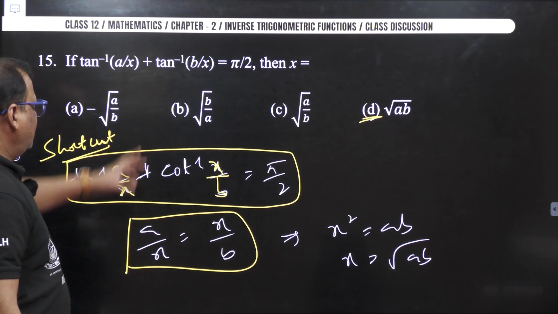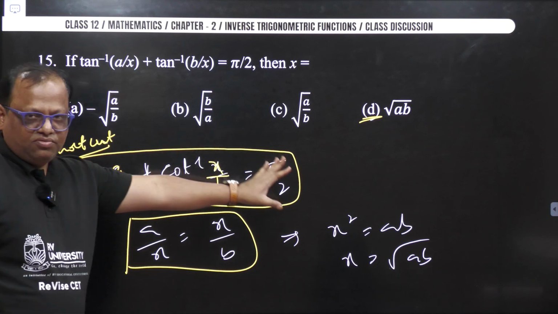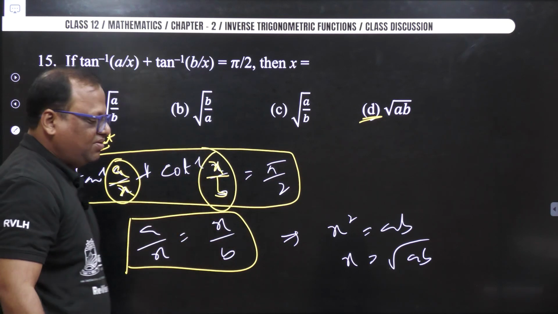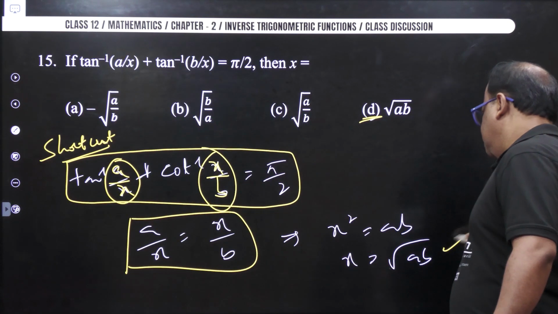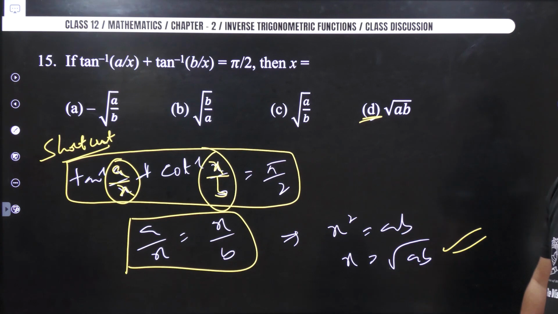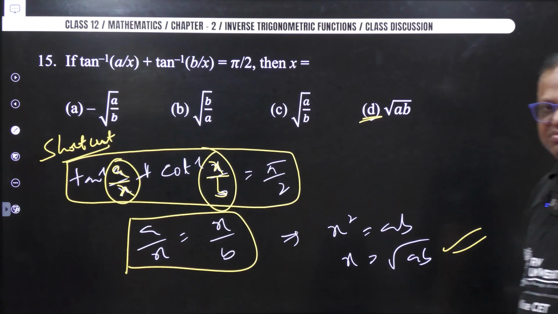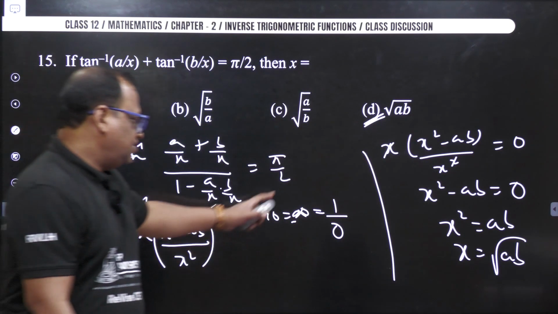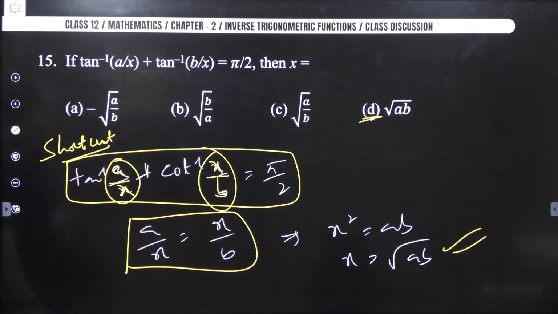Okay, understand. So this is written as cot inverse of x by b. For this property to hold good, these two must be same. A by x must be equal to x by b. Then we will get x equal to root of ab. You can use the shortcut or you can use the algebraic method. The algebraic method is also easy, because here 1 by 0 comes, so everything simplifies quickly. Otherwise you can use the shortcut also.